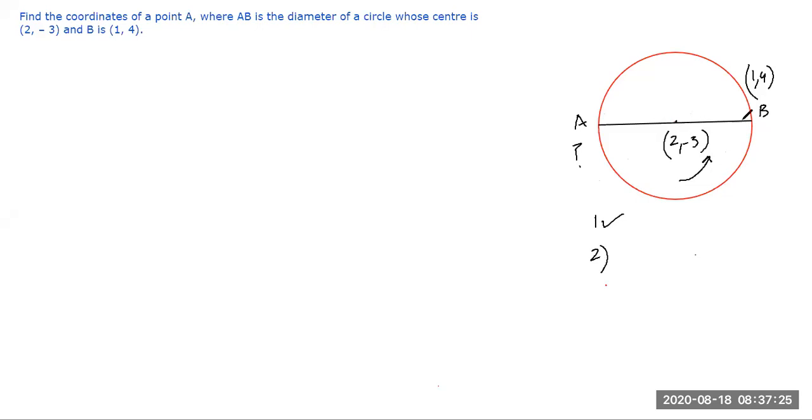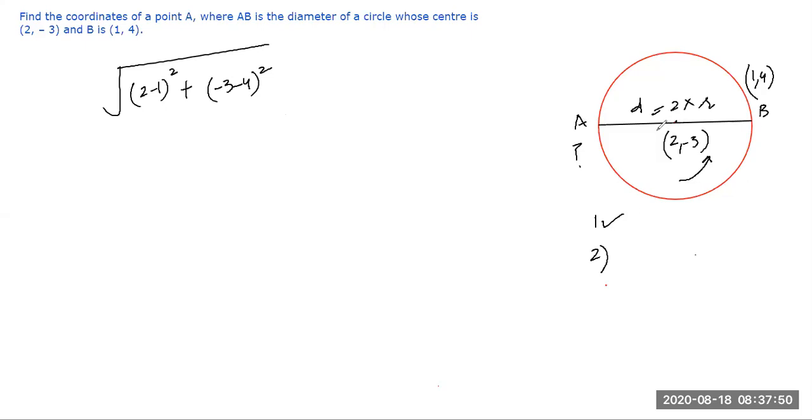Second method, more simple. You can find the radius. Center is given, B point is given. Find the radius multiplied by 2, you will get the diameter. Both the ways you will get the same answer. Am I right? So what will be the radius, students? Difference of abscissa, 2 minus 1 whole square. Difference of ordinates, minus 3 minus 4 whole square. Am I right?